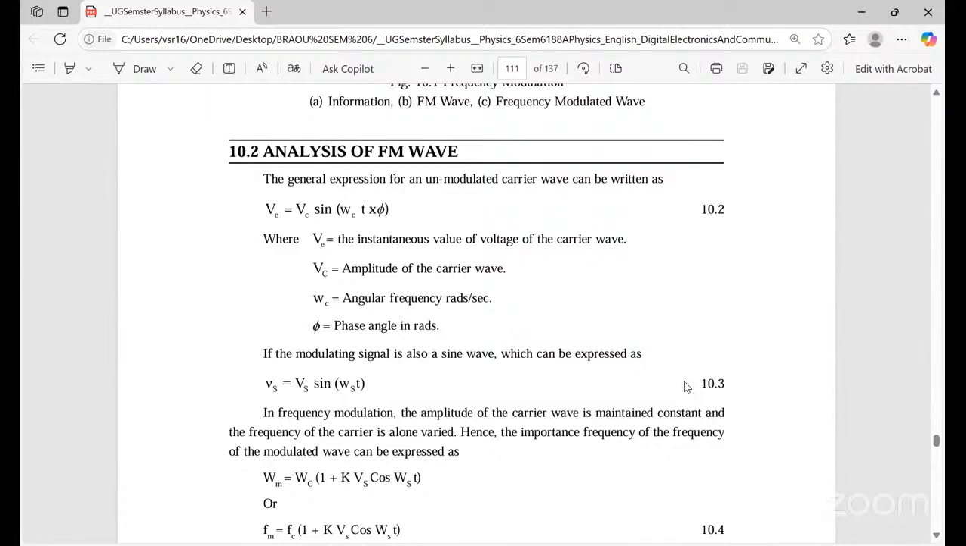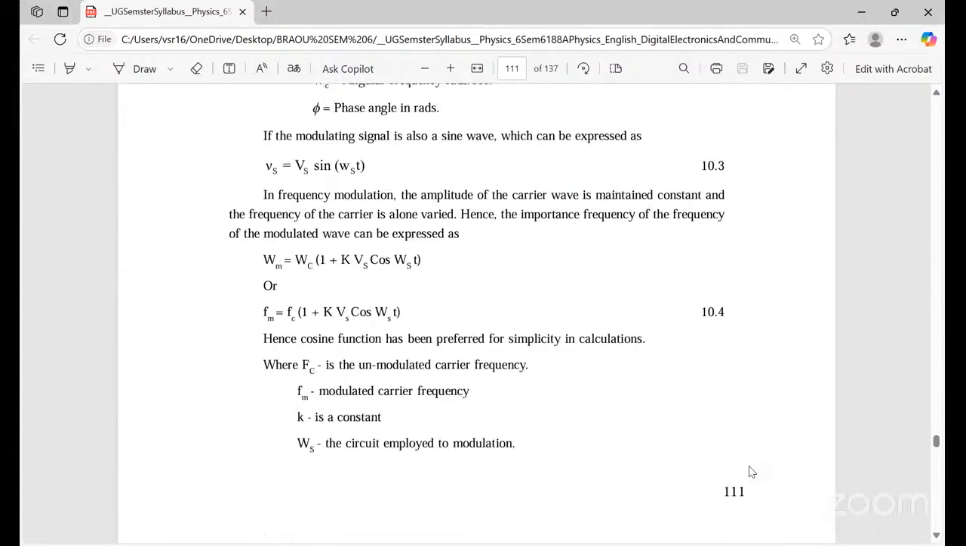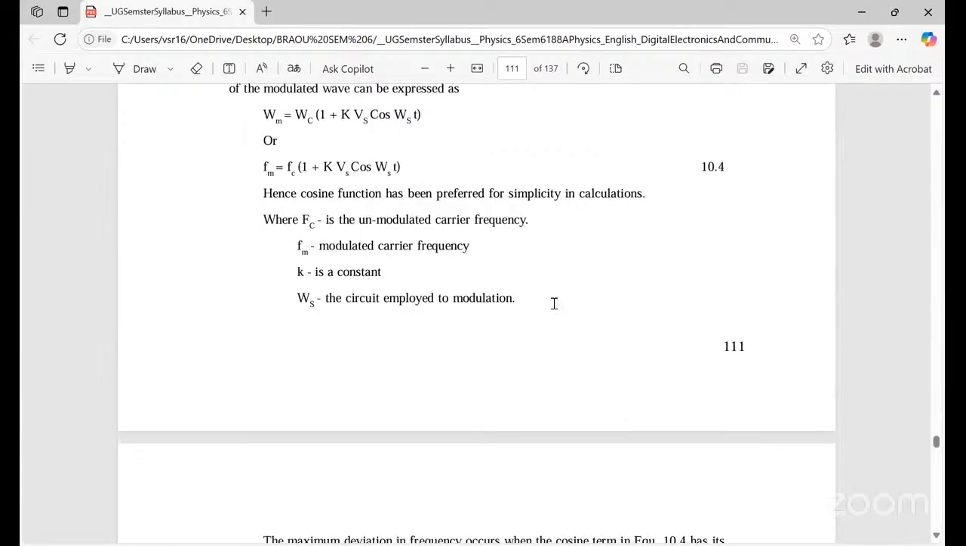The modulating signal is also a sine wave, which can be expressed as V of S equals V of S sine omega S t. By simplifying all these things, you get this equation, where f of C is the unmodulated carrier frequency. What is f of M? The modulated carrier frequency. K is a constant. Omega S is the circuit employed before.